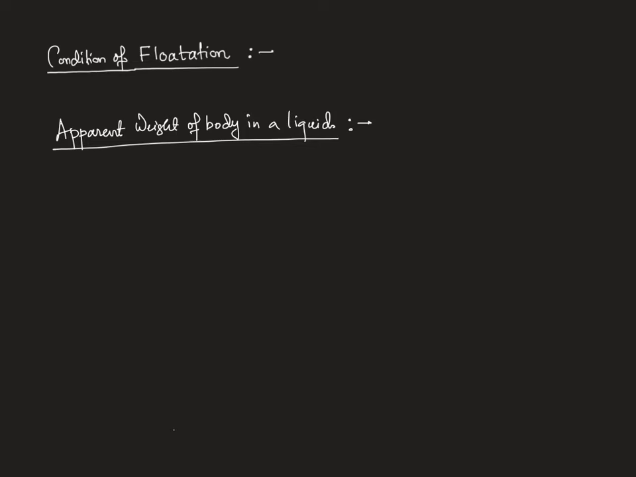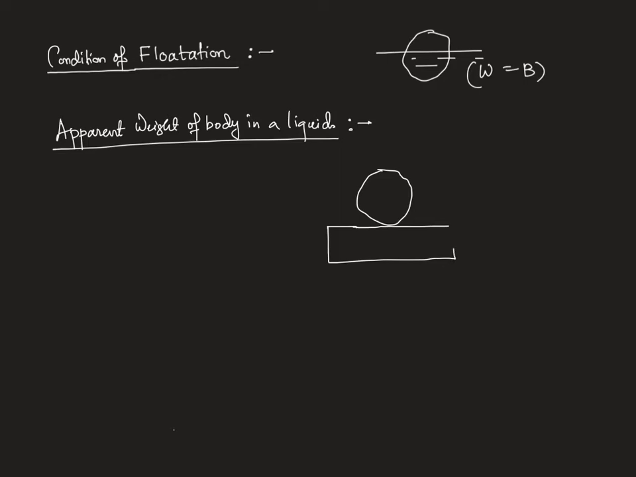Now, the condition of flotation: a body floats if it is either fully or partly submerged. Obviously W is equal to B, weight is equal to buoyancy, right? Now what is the apparent weight of a body submerged in a liquid? The apparent weight is weight minus buoyancy, because the measured weight is what the weighing machine will read.